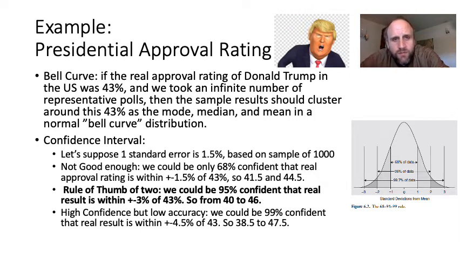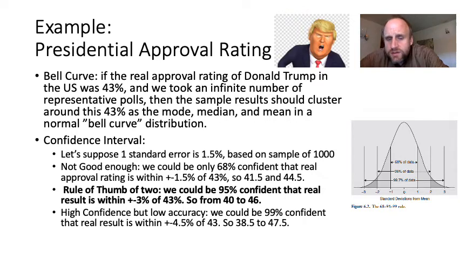So let's go with a rule of thumb of 2. We could be 95% confident that the real result is within plus minus 3%, which is 2 standard errors, of 43%. So from 40% to 46%. Now, if we want to be even more confident of the results, more than 99% confident, we would use the confidence interval of plus minus 3 standard errors. In that case, it would be plus minus 4.5%. So the minimum actual mean would be 38.5%. The maximum would be 47.5%.